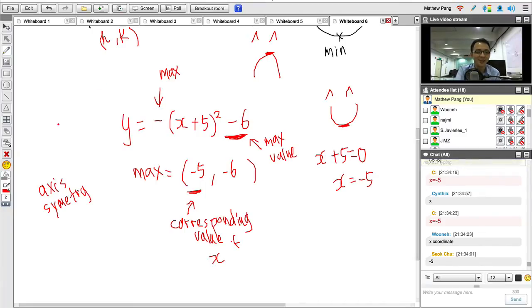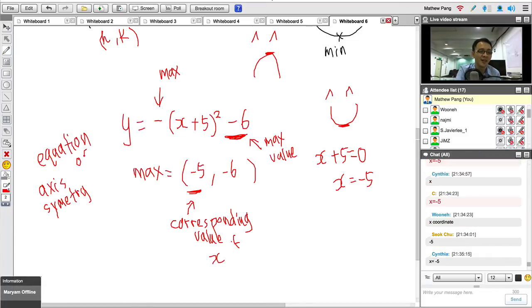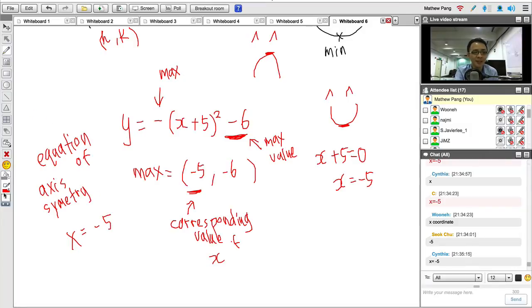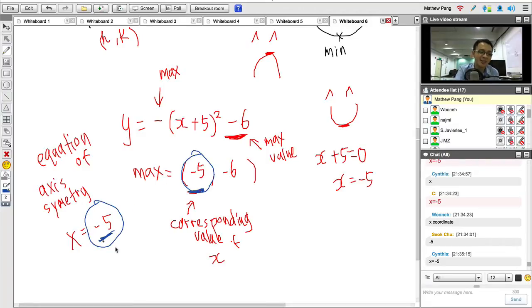The question always asks you to find the equation of the axis of symmetry. An equation must have the x there. So the equation of the axis of symmetry will be x equals negative 5. This one is quite easy to remember because the axis of symmetry takes the value from the x value. You can find they have the same value. If this is negative 5, this is negative 5. If this is 99, this is 99.